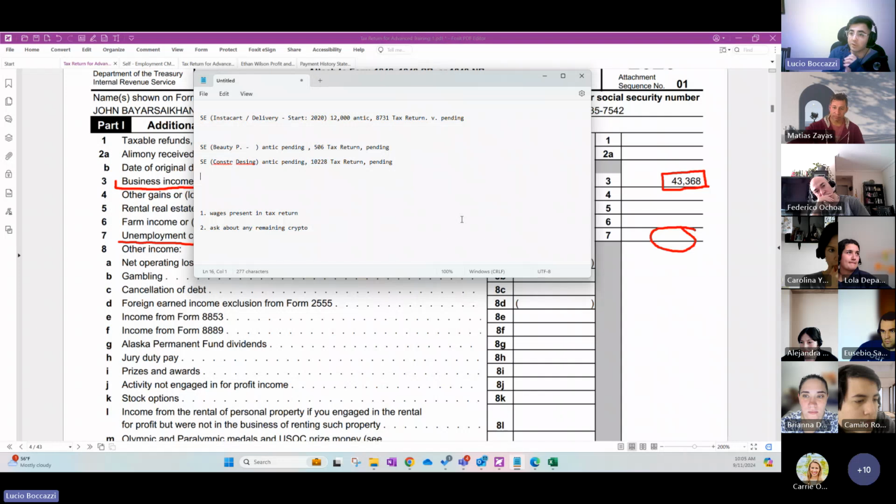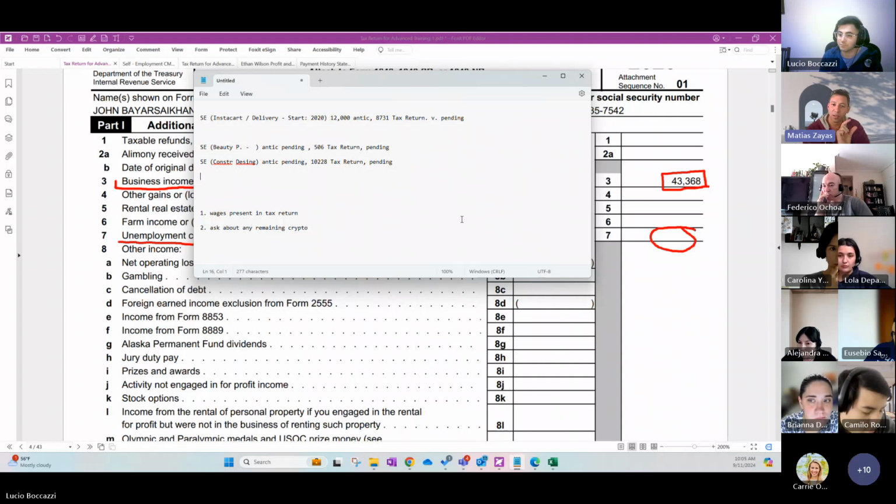Any questions about this? Just to confirm, do we need to have a self-employment declaration for each one of them? Each of the Schedule Cs should have their own self-employment declaration. Okay. If they are still doing it.